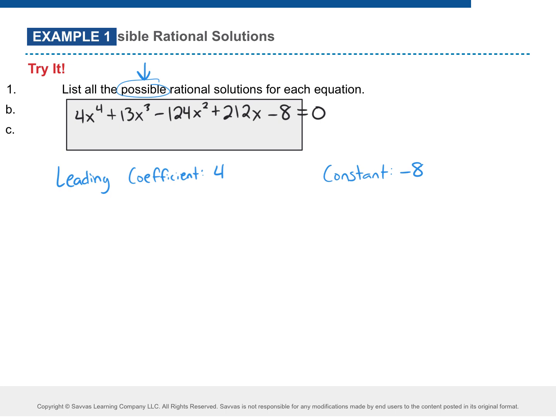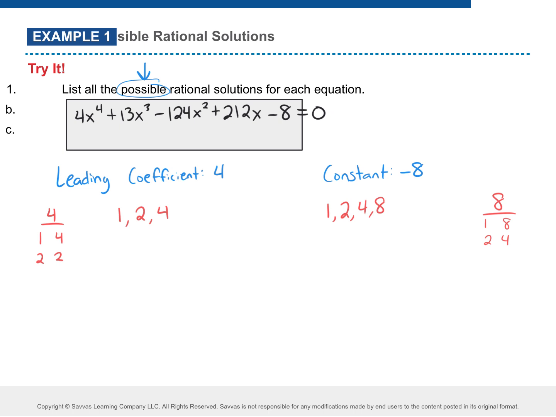What do I need to find for both of those? The factors. What are factors of 4? 1 and 4, 2 and 2. So how should I write those? 1, 2, and 4. What are factors of 8? 1 and 8, and 2 and 4. So I should write those as 1, 2, 4, and 8.